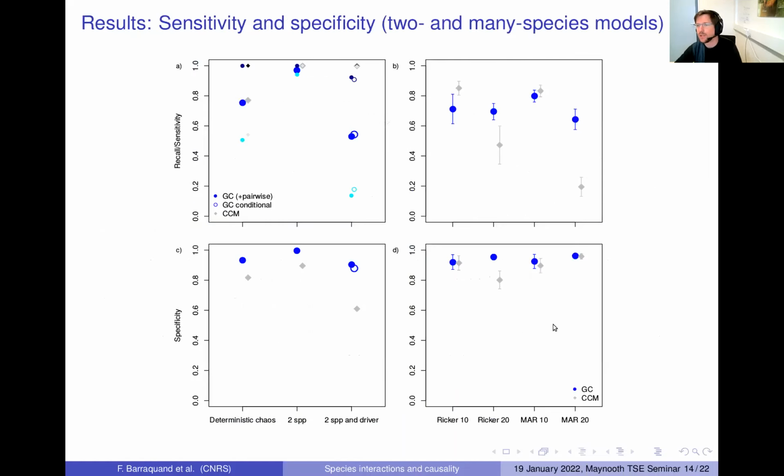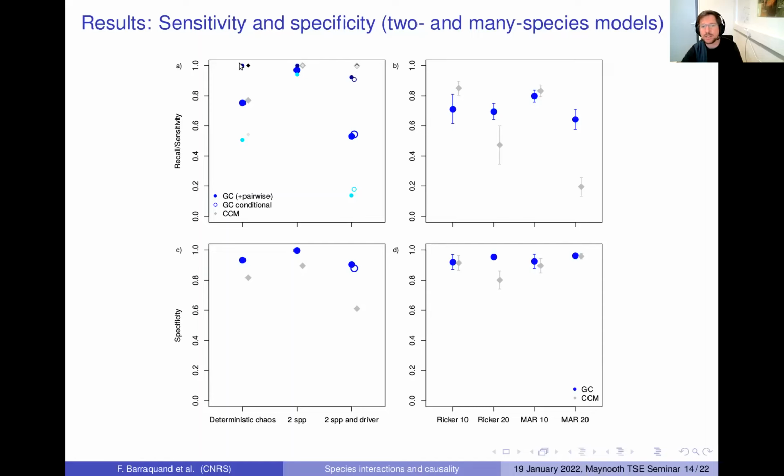So enough with the methods. Let's go to the results. So I present to you both sensitivity and specificity. Sensitivity is the true positive rate: how many of those interactions do we find? And I will start by describing to you the results for deterministic chaos.